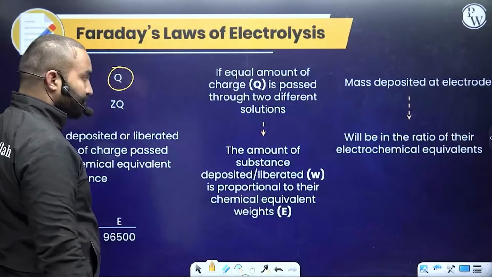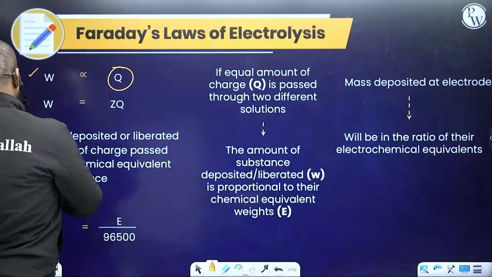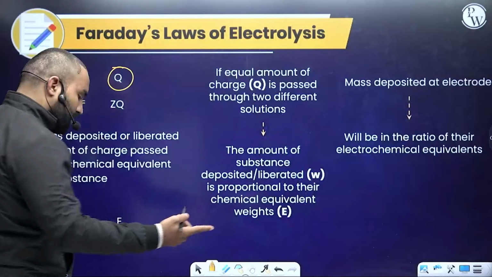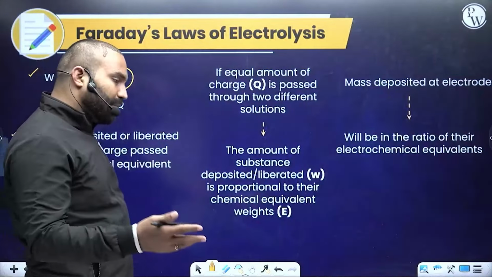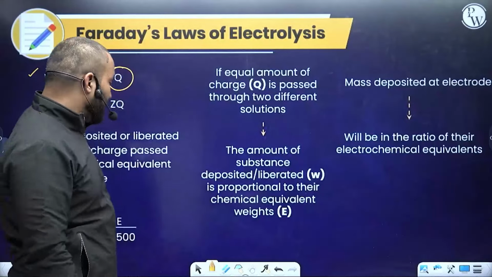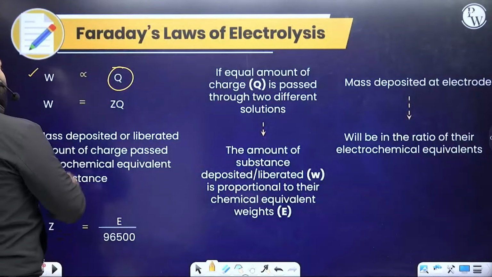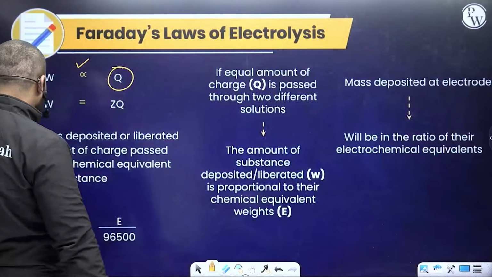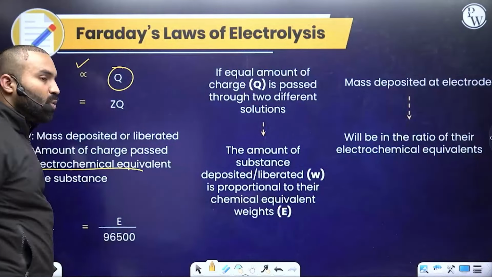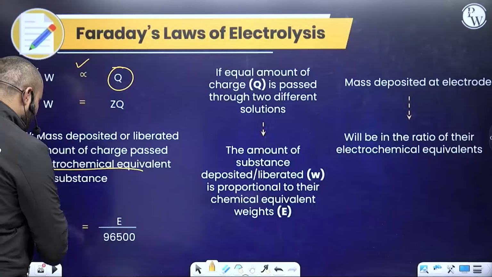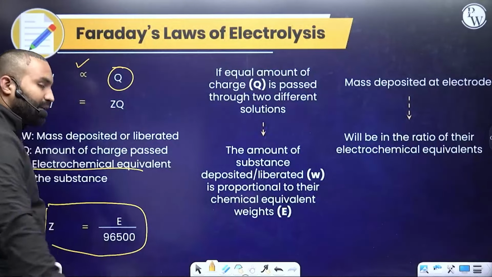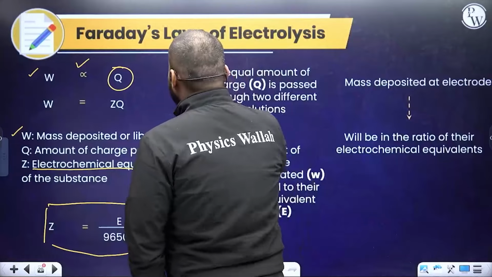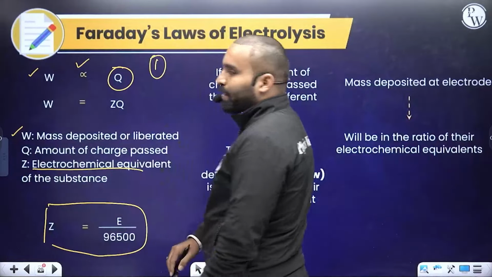Q is the charge. Now, W is the mass deposited or liberated on a particular cathode or anode. When you remove this proportionality, you have a Z. Z is known as the electrochemical equivalent, and that is equal to equivalent mass divided by F. And that F value is 96500. Everybody knows. This is the first law of Faraday.